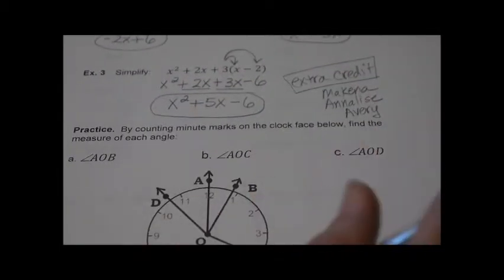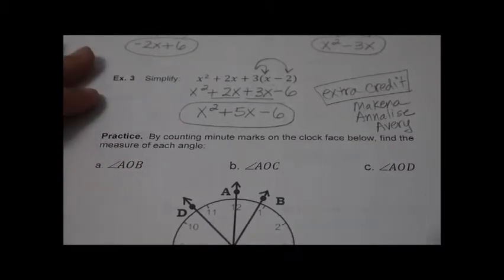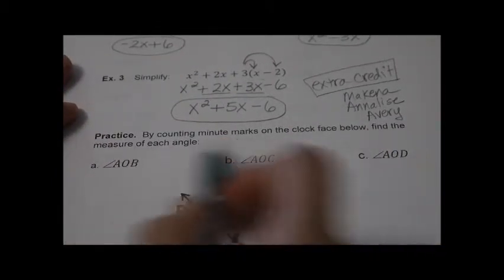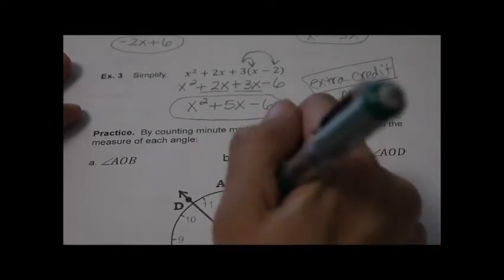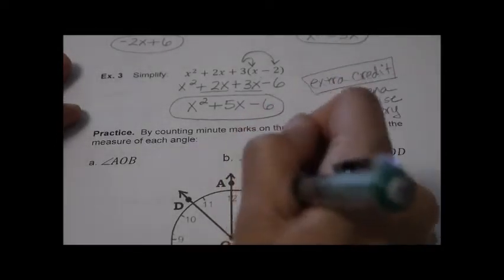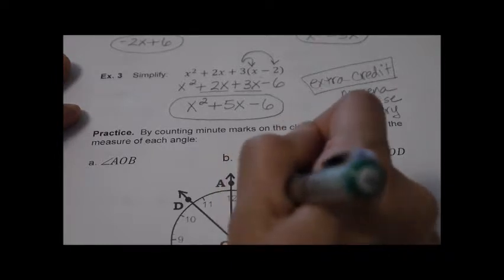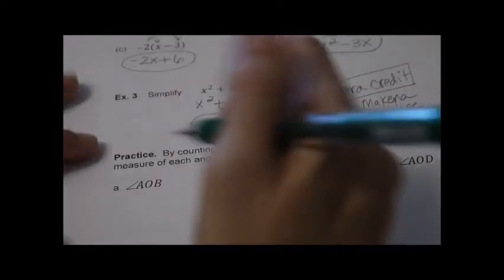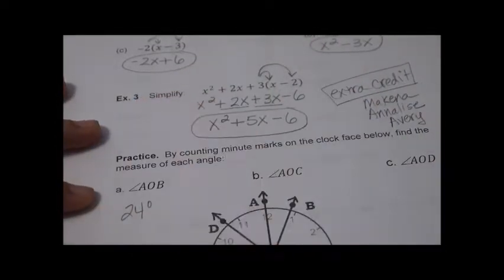All right, now you get to pause and go ahead and do your practice and come back and see how you did. Okay, by counting minute marks on the clock face below, find the measure of each angle. So AOB. Ooh, that's a little one. And so we've got, looks like, 1, 2, well, 4 times, what did we say? Each 4 times 6 degrees. So 24 degrees, right?